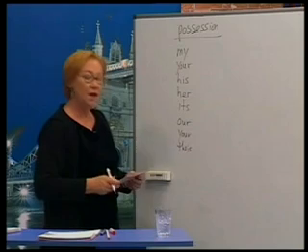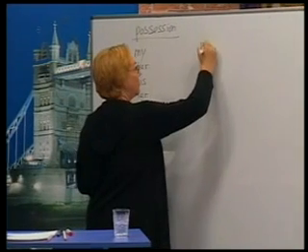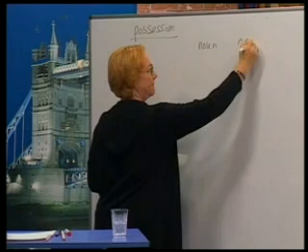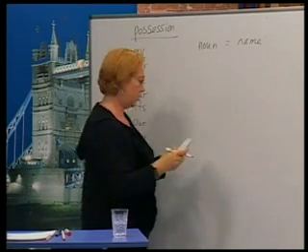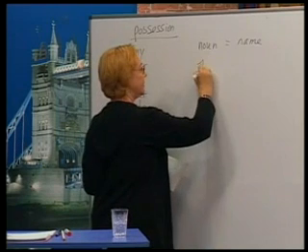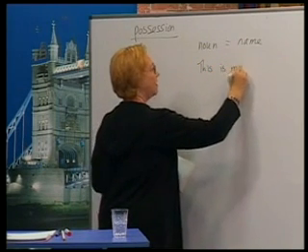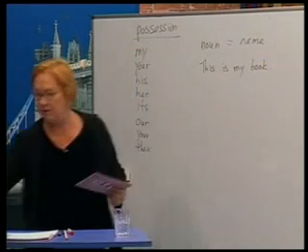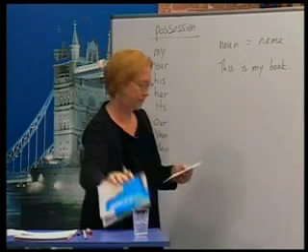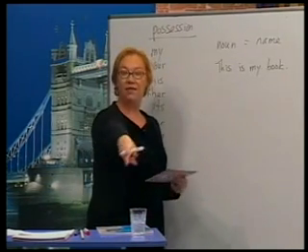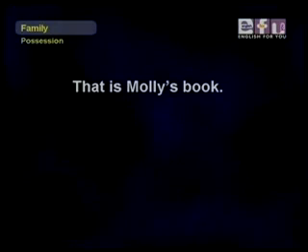Now, also, you know that a noun is like a name. Okay? A noun is a name. Now we're going to learn a different way to show possession. For example, this is my book. So here's a book. This is my book. You can say that is Molly's book.